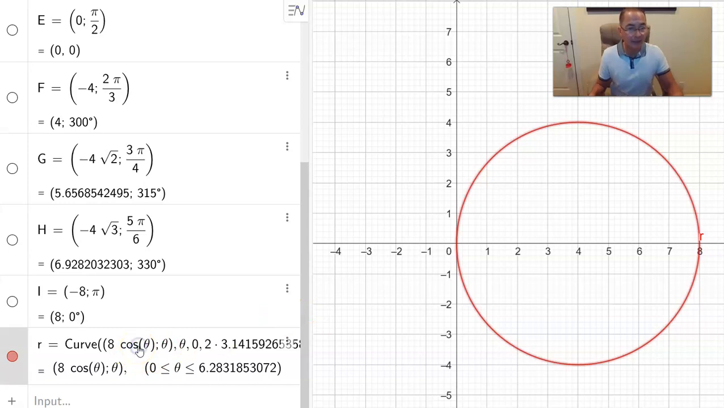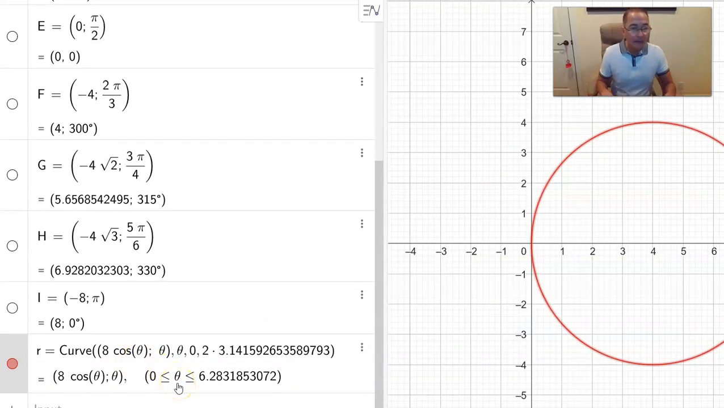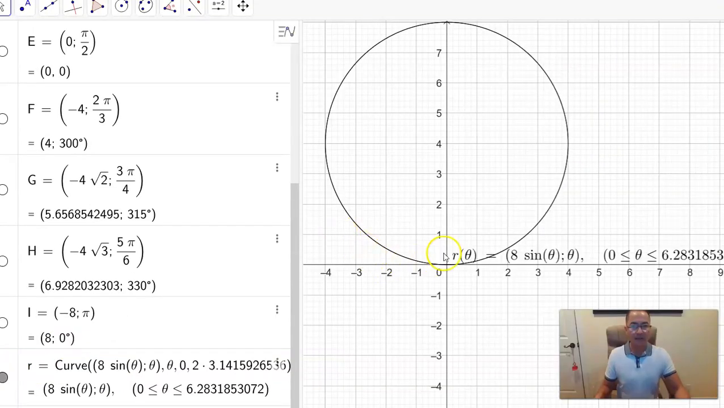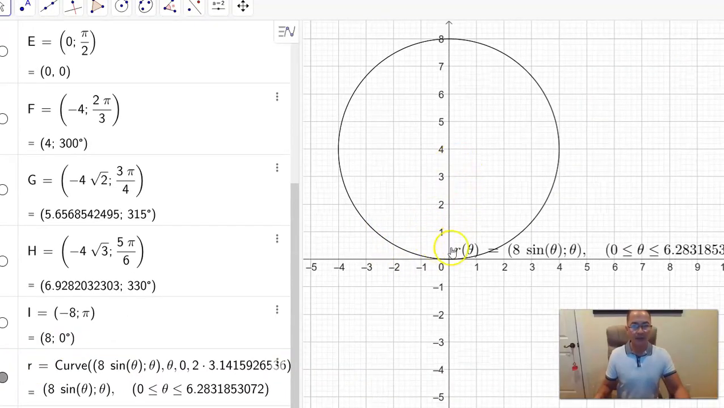All right, so let's see if that's going to work. Instead of cosine, we're going to change that to sine. Okay, are you going to change for me? And there might be some trouble. I'm going to delete this and put in a new function. Here we go. So now we have r equals 8 sine theta.